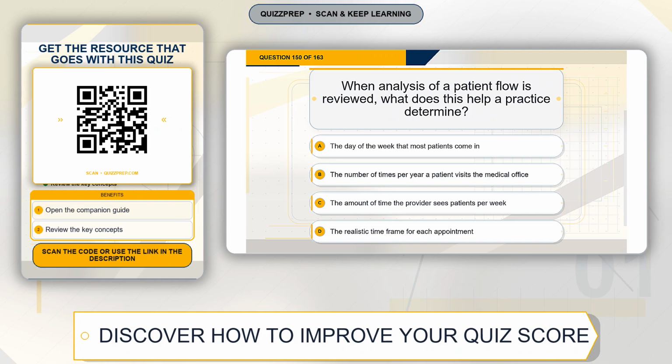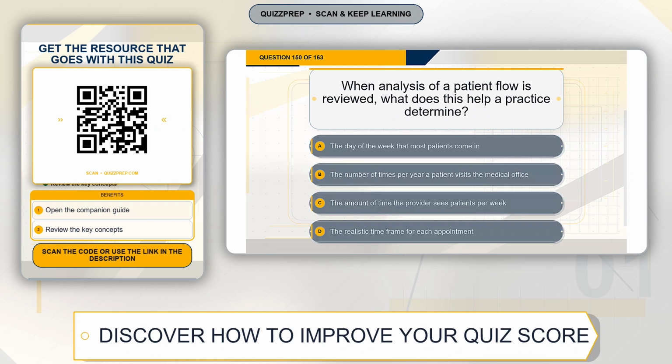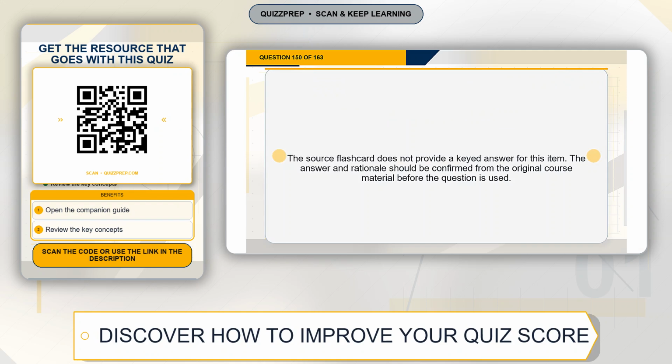Question 150. When analysis of a patient flow is reviewed, what does this help a practice determine? Option A, the day of the week that most patients come in. Option B, the number of times per year a patient visits the medical office. Option C, the amount of time the provider sees patients per week. Option D, the realistic time frame for each appointment. The correct answer is not shown. Explanation. The source flashcard does not provide a keyed answer for this item. The answer and rationale should be confirmed from the original course material before the question is used.